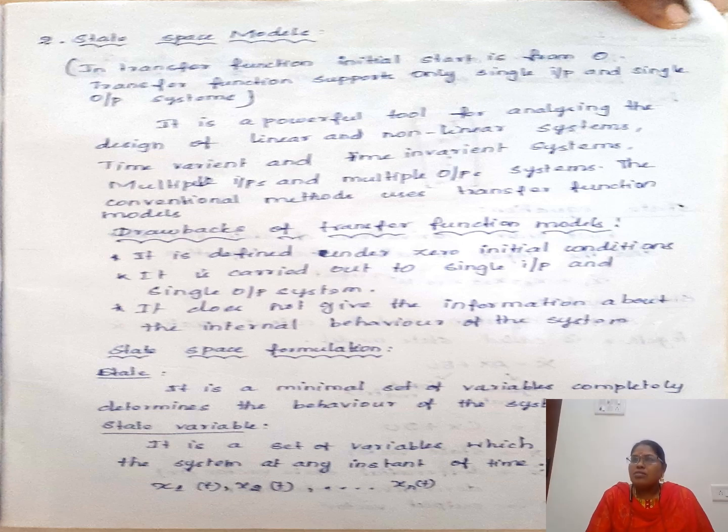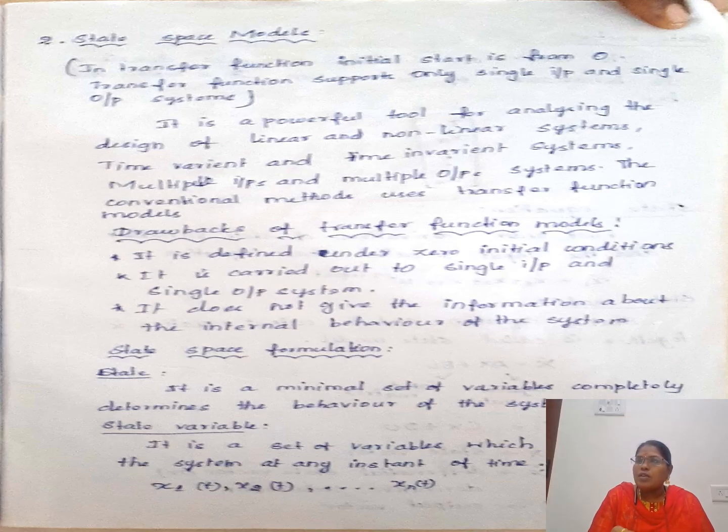The next one is the state space model. The transfer function always starts with the initial condition as 0, and it has some drawbacks. The first drawback is that it can be defined only when the initial condition is 0. The second is that it can be used only for single input and single output systems. And the transfer function model doesn't give information about the internal behavior, what is happening internally inside any system. That is the main drawback of the transfer function model.